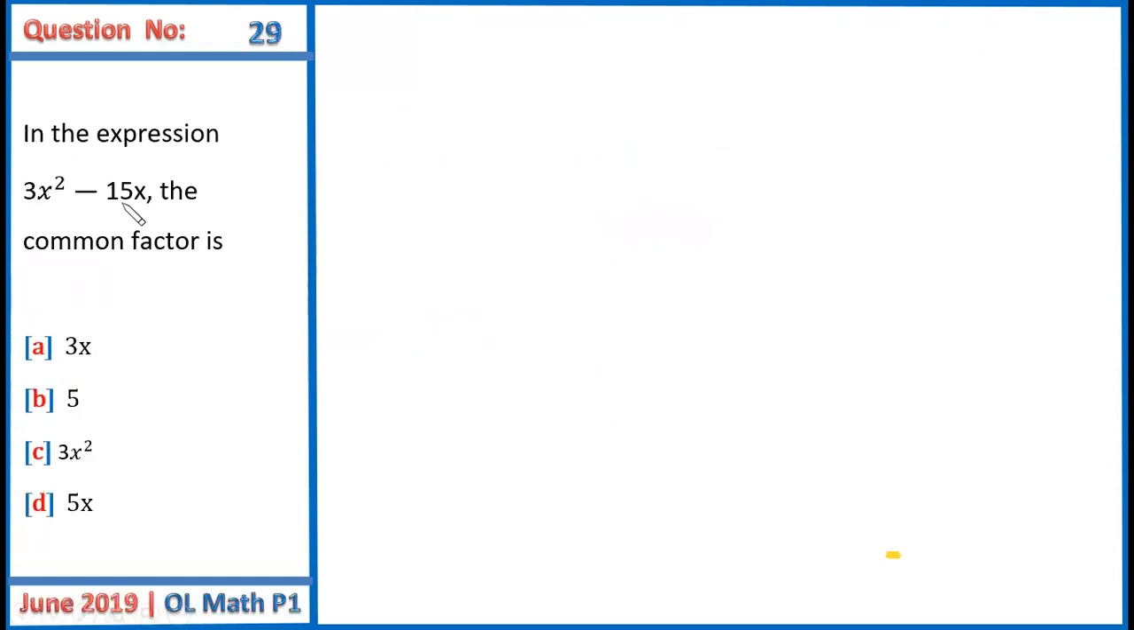Okay, in this expression, the common factor is, first of all, look at 3 and 15. The highest common factor of 3 and 15 is 3, right? So we have 3. And then for x squared and x, the highest common factor is x. So the answer is 3x. That's the highest common factor. We have seen that when we were factorizing.